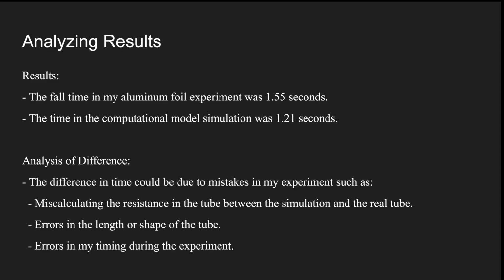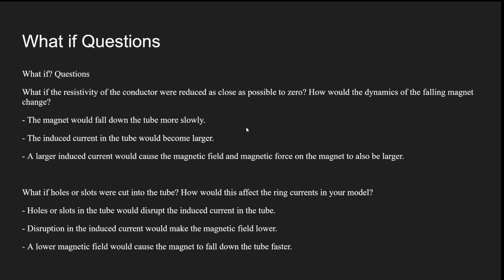I believe it could be due to several factors. Possible miscalculation of the tube's electrical resistance. My model assumed a uniform resistivity, but the real tube might have variations. Small errors in measuring the tube or magnet. Slight inaccuracies in the experimental timing. Simplifying assumptions in my model, such as ignoring air resistance and assuming a perfect dipole magnetic field. The model also didn't account for any deformations of the tube as the magnetic field passed.